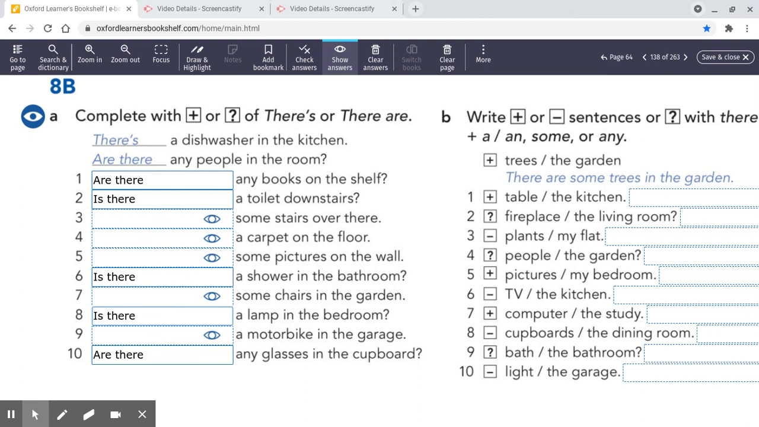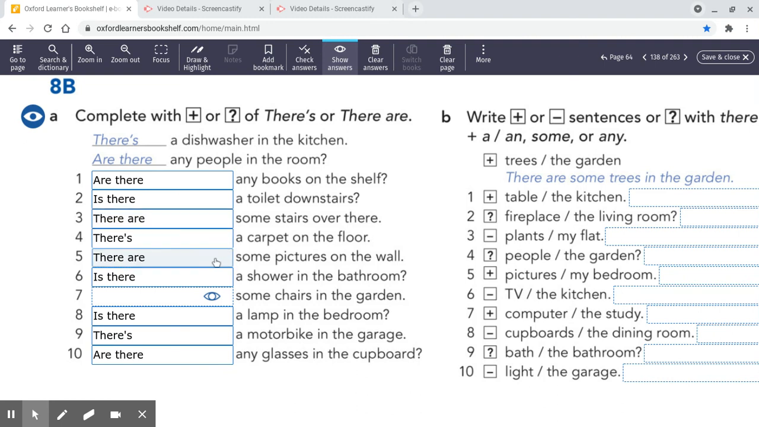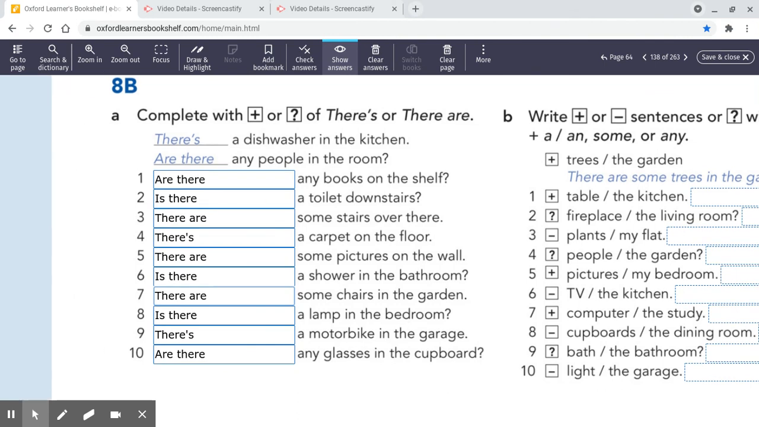Okay. Now let's do the singular there is. There's a carpet on the floor. There's a motorbike in the garage. Okay. And anything with some here is going to be there are. There are some stairs over there. There are some pictures on the wall. And there are some chairs in the garden. Okay. That was more useful, wasn't it?